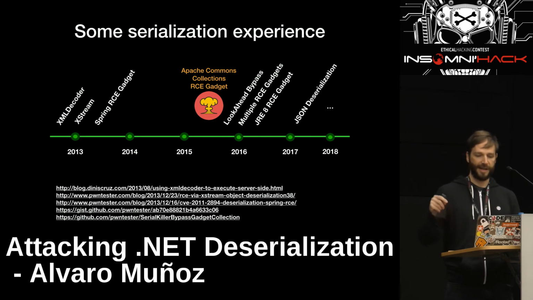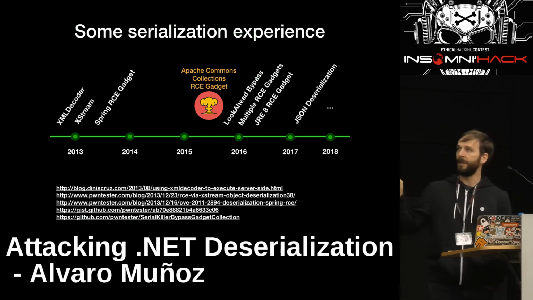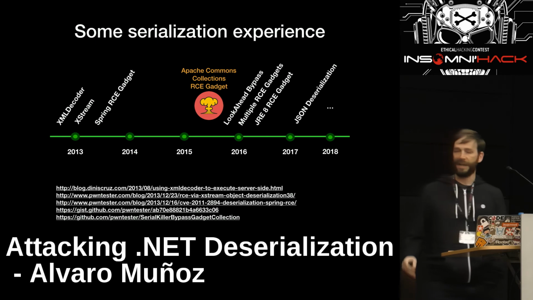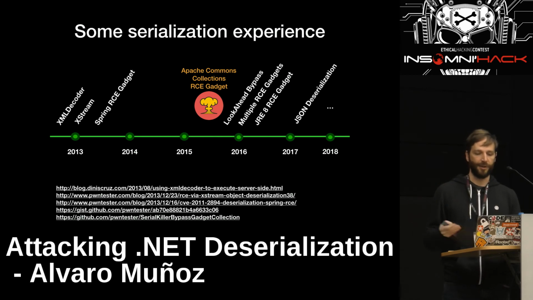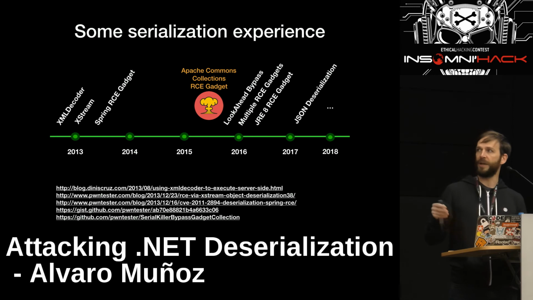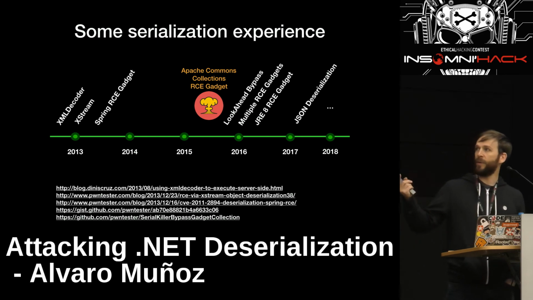So it was not until 2015, when Gabriel Lawrence presented the gadget in Apache Commons Collections, that people started looking at Java deserialization vulnerabilities. I started finding and fixing them and so on. So that's why I'm saying, unfortunately, because we could have saved ourselves a couple of years by starting to look at that in 2012, at least.